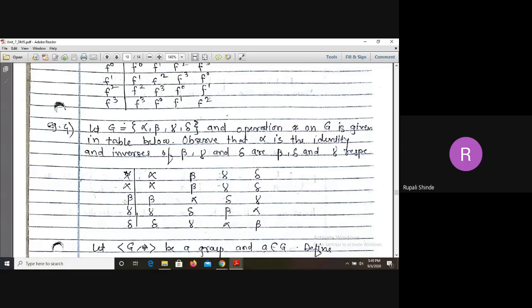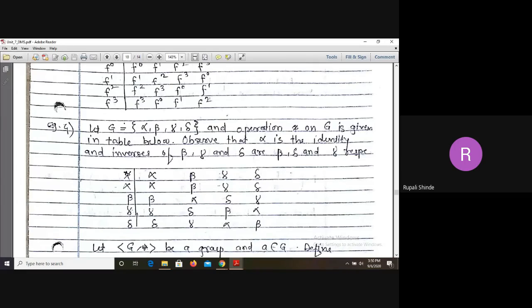So here that element is beta. For this beta, an identity element alpha is given by this element beta. That's why the inverse for beta is beta. Understood how to find the inverse? Okay. Next.